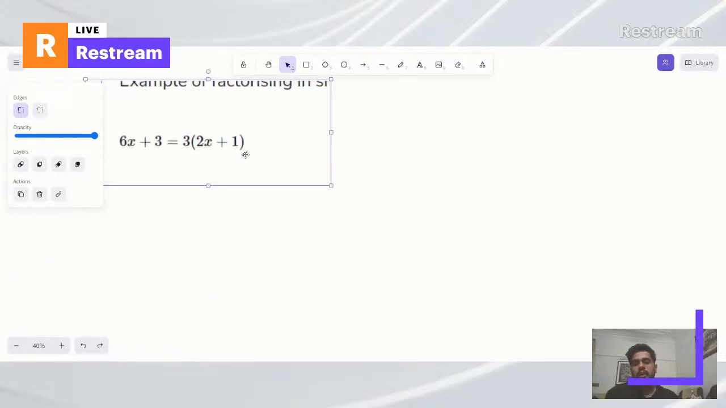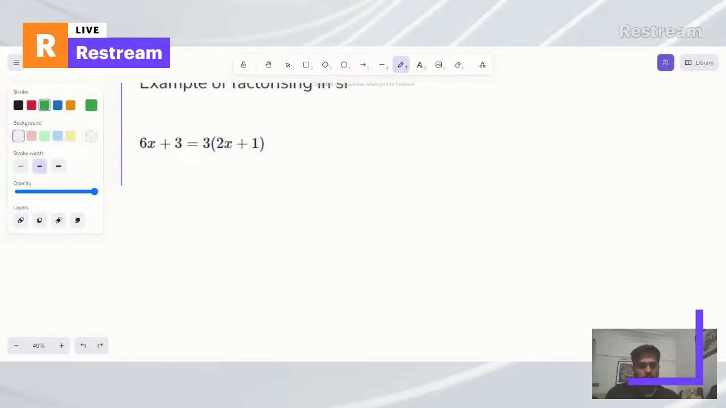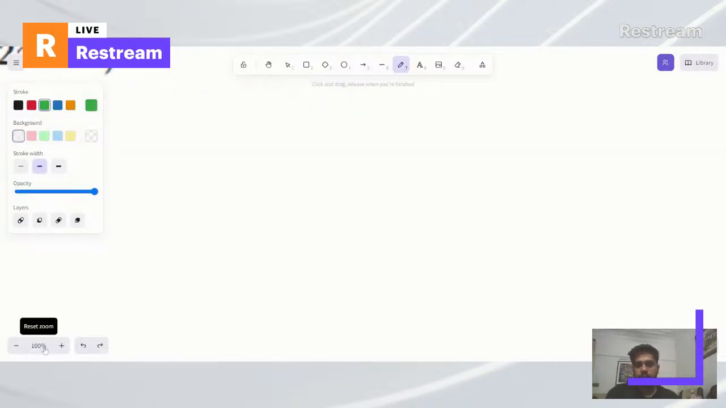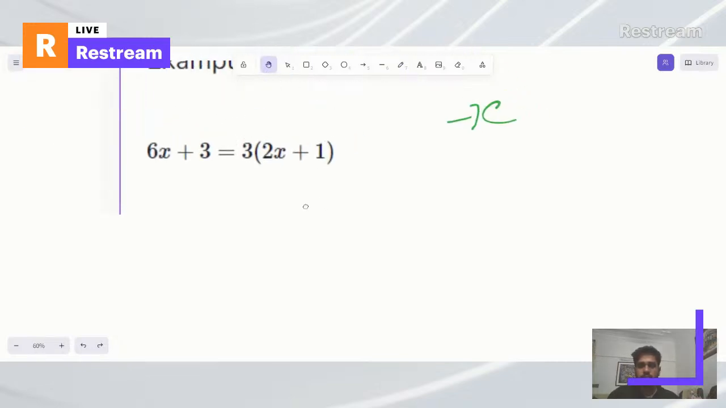So now, is this an expression or an equation? All right, so this is an equation. Most of you have answered it correctly. It's an equation.